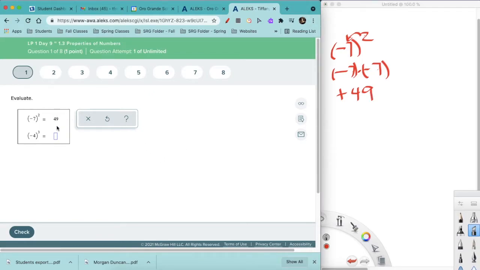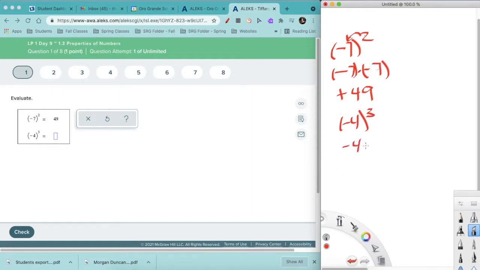Now we're going to look at the second one here, and we have negative 4 cubed. Remember, that means negative 4 three times, not times 3. So I have negative 4 times negative 4. 2 negatives make a positive 16, and now I'm going to multiply the 16 by the third negative 4. So I have a positive times a negative. My answer comes back to negative because a positive times a negative gives me a negative. And then 16 times 4 is 64.